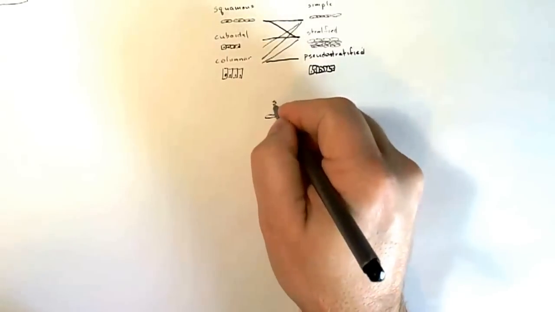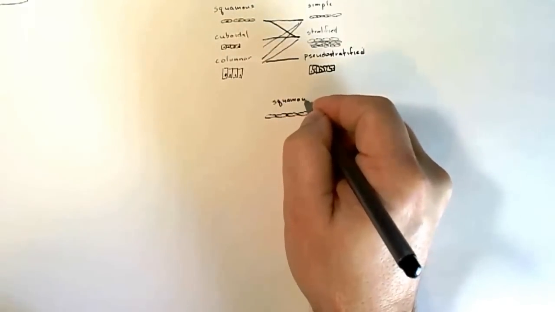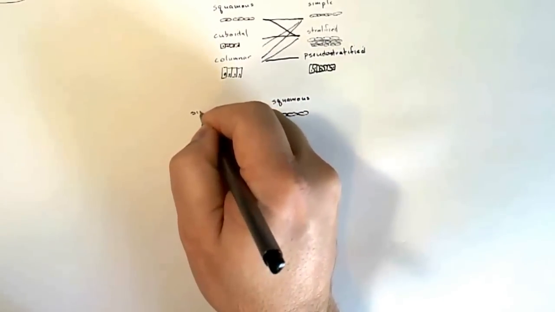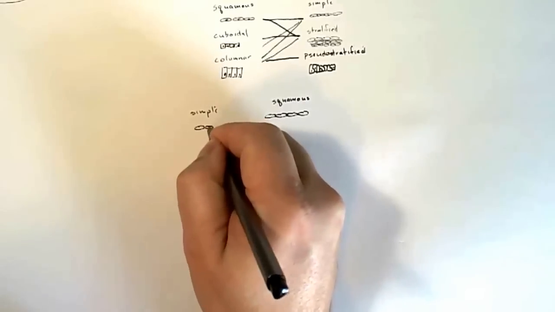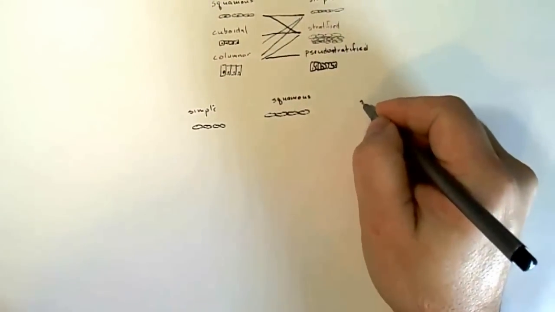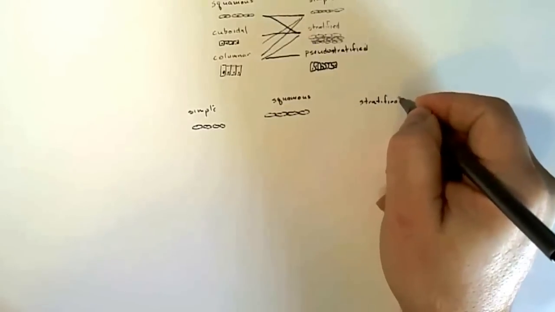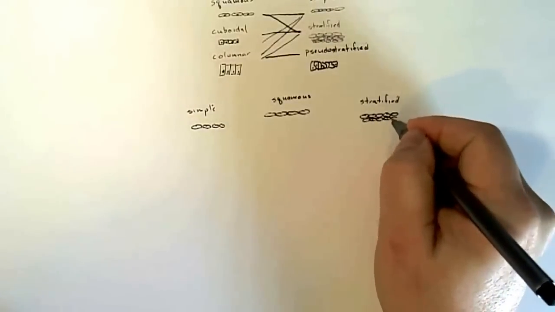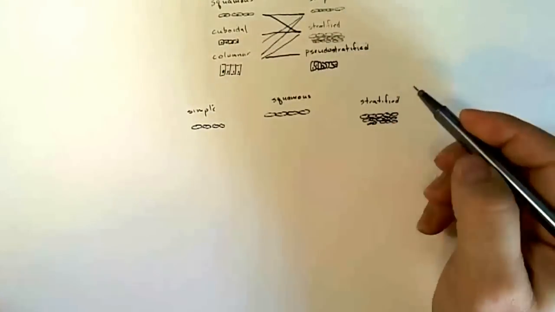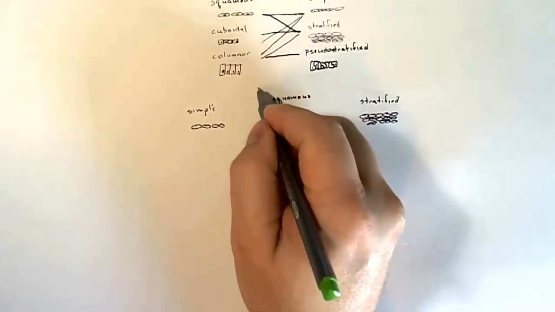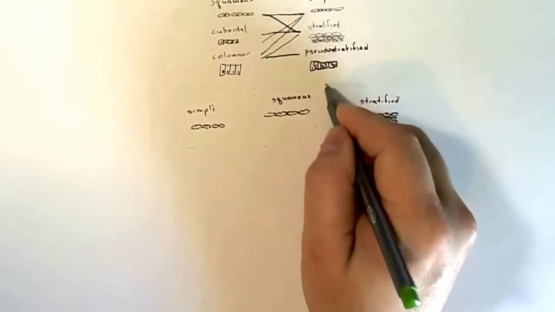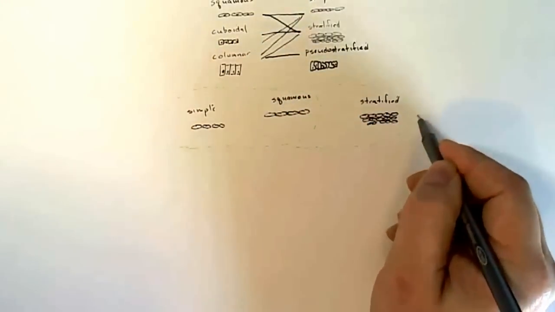So these are squamous cells. And we can have these in a simple layer, or we can have this stratified. So it's a bit of a Venn diagram in the sense that what I'm going to do is talk about simple squamous cells and stratified squamous cells.